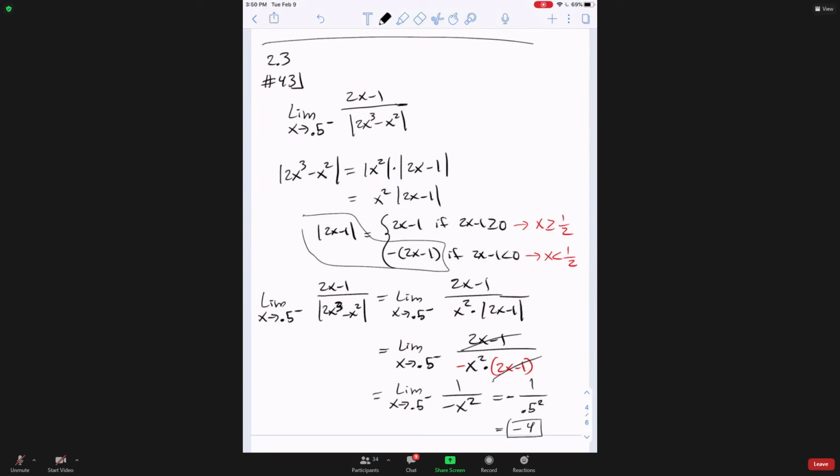Once again, why did you give the x a negative right here where it says limit as x approaches 0.5 from the left side? Yeah, because the absolute value of 2x minus 1 here is the opposite of 2x minus 1 when we're talking about x values that are less than 1/2. Oh, okay, I see.